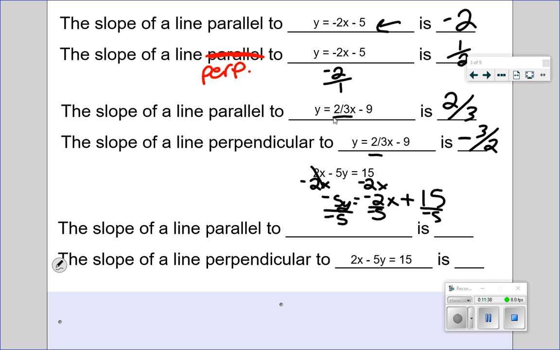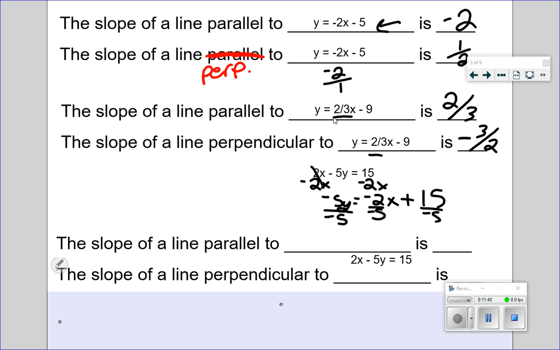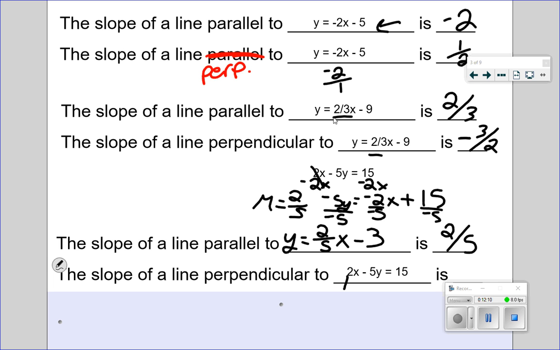So once I'm done with that, what I have is that my line is actually y equals, that's a negative over a negative, so positive 2/5 x minus 3. 15 divided by -5 is -3. Now that I have it in slope-intercept form, I can tell what my slope is. My slope of this particular line is 2/5. So the line that would be parallel to it should be the same, 2/5.